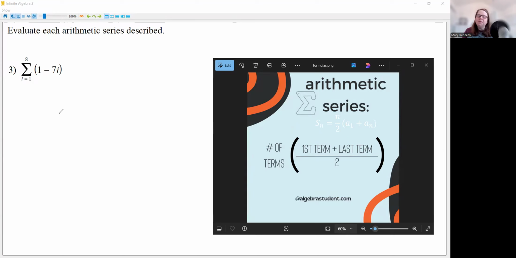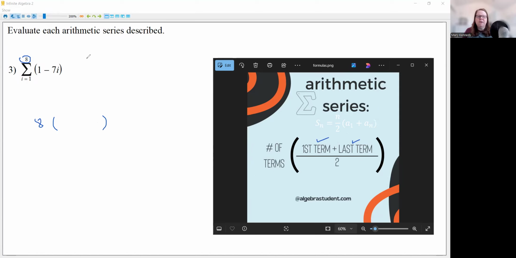So the number of terms is this, the last term that we're interested in, and this is the first term that we're interested in. So we want terms 1 through 8. So that means there's 8 terms. So 8 goes in front, this parentheses, and then we need the first term and the last term.